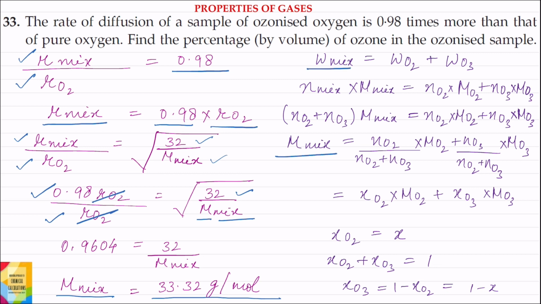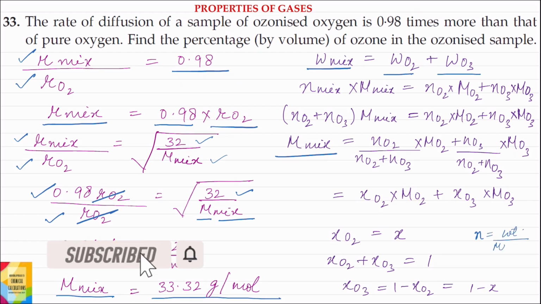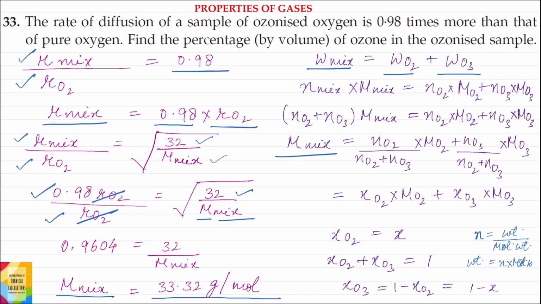Before solving the question further, we will derive a formula for the molecular mass of the mixture. The weight of the mixture of ozone and oxygen is equal to the weight of oxygen plus the weight of ozone. We know that number of moles is equal to weight divided by molecular weight. Therefore, weight is equal to number of moles times molecular weight. So the weight of the mixture is the number of moles of the mixture times the molecular weight of the mixture. The weight of oxygen is the number of moles of oxygen times the molecular weight of oxygen, and the weight of ozone is the number of moles of ozone times the molecular weight of ozone.